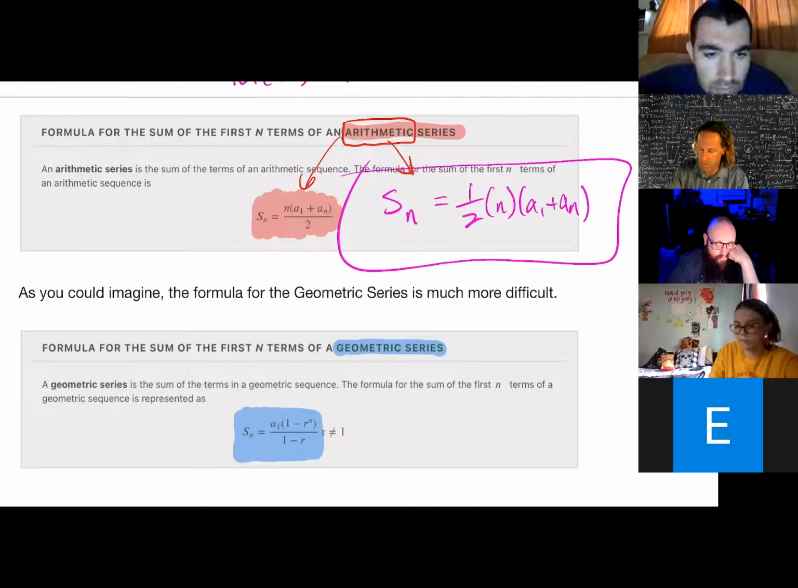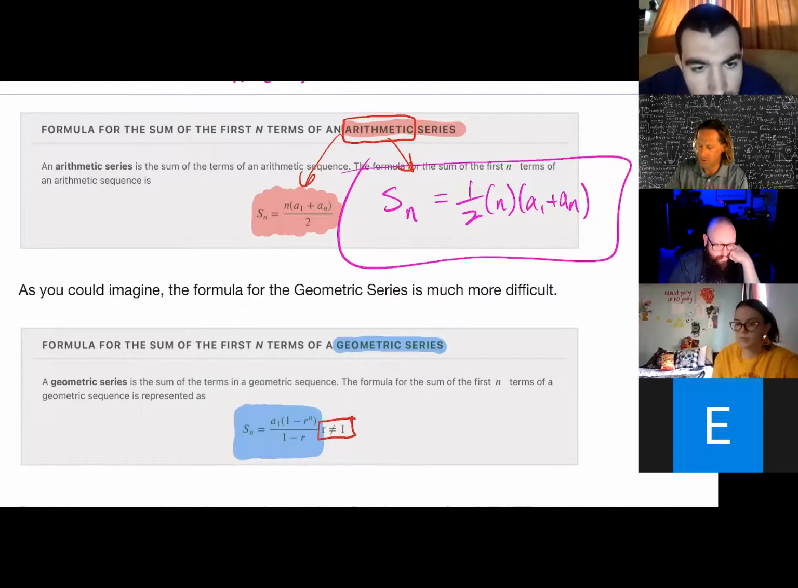But there are some restrictions and some important things that you have to be aware of to be able to use it. One is your R can't be 1. Which makes sense, by the way. If R is 1, what would your series look like?